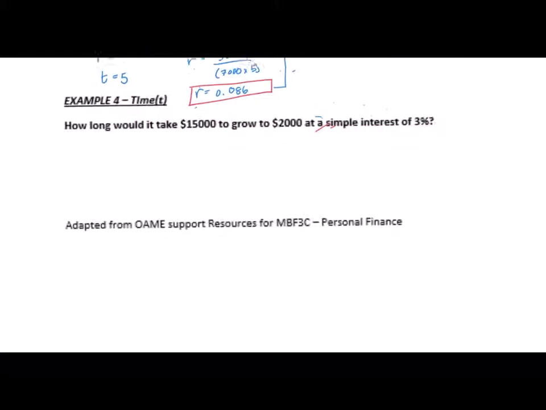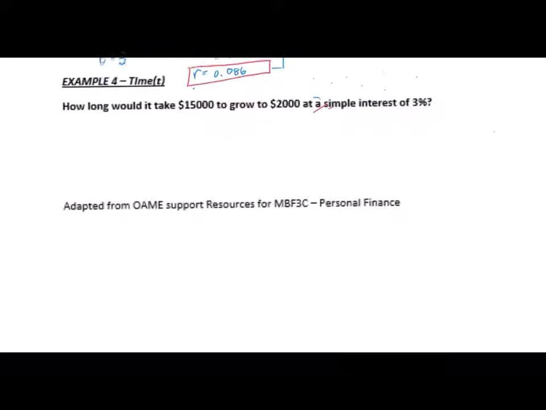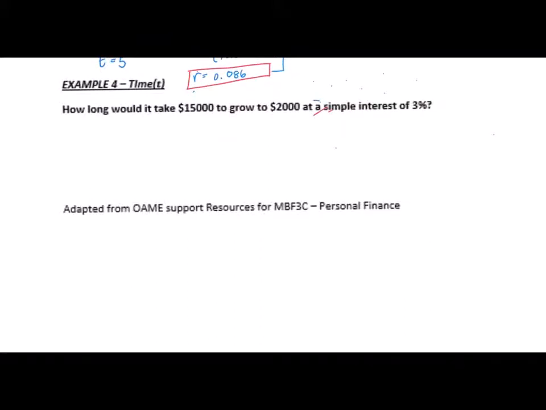Now let's do our final question. How long would it take 15,000 to grow by 2,000 simple interest at a rate of 3%? We're looking for time, and time is T, which equals I divided by P times R. So let's write out our I, P, R, T as before.